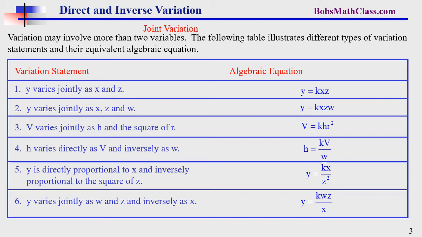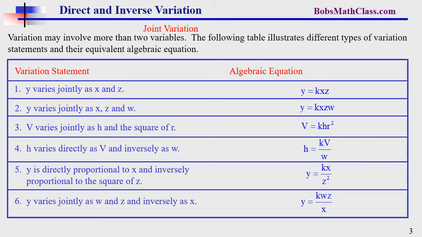Number 4, h varies directly as v and inversely as w. There's that word inversely. Whatever follows the word inversely is written in the denominator, so the w is in the denominator. Whatever comes in front of the word varies is always on the left-hand side by itself. You could translate it as an equal sign. H equals, and we have a v on top, directly, that means it's on top. And inversely, there's a w in the denominator. Don't forget the k. All these problems will always have a k in the numerator. If there's no fraction, it's always just the first letter in the expression.